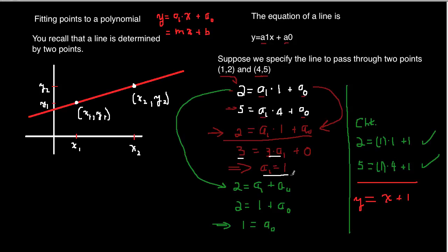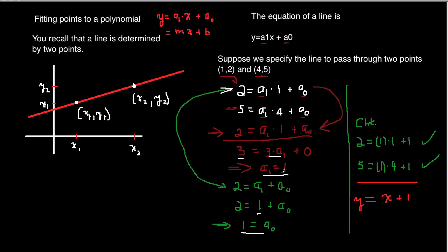So we found a1. Now I'm going to take this value for a1 and go back and plug it into this equation right here. So I have 2 equal to a1 plus a0, and I substitute in 1 for a1. So I have 2 equals 1 plus a0. That tells me that a0 is equal to 1. So this solves a0 equal to 1, and up here we have a1 equal to 1.